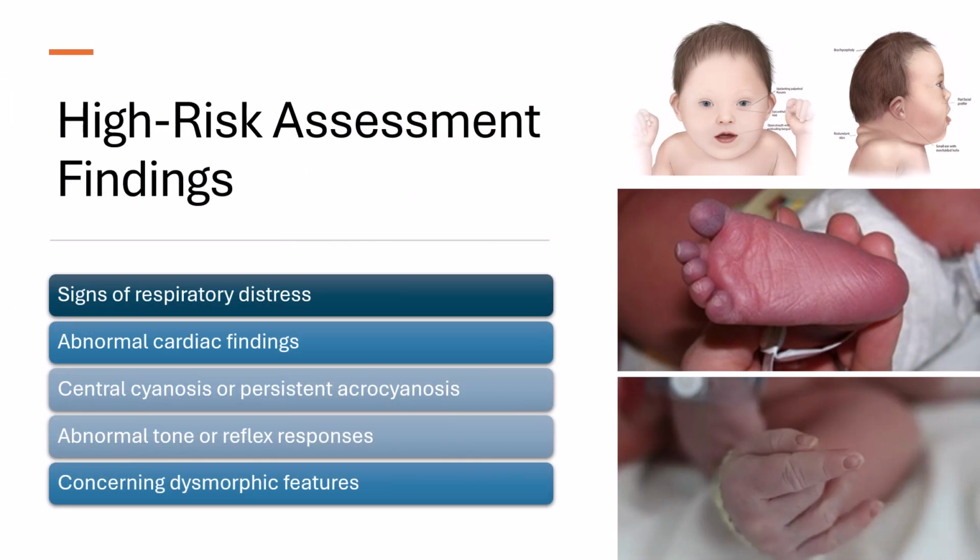Certain high-risk findings require immediate recognition and action. Signs of respiratory distress include tachypnea, retractions, nasal flaring, and grunting. Abnormal cardiac findings include murmurs beyond 48 hours of life, absent or diminished femoral pulses, and cyanosis. Central cyanosis or persistent acrocyanosis beyond 48 hours always warrants investigation. Abnormal tone or reflex responses may indicate neurological issues, maternal medication effects, or metabolic disturbances. Concerning dysmorphic features may suggest chromosomal abnormalities requiring genetic evaluation. The exam frequently tests your ability to recognize these high-risk findings and determine appropriate next steps.